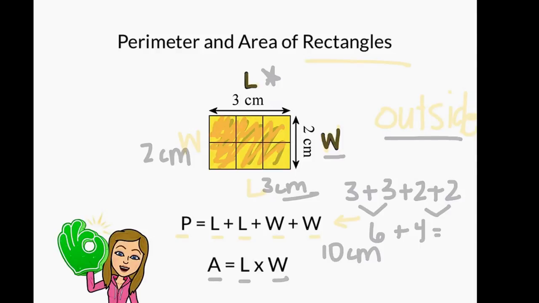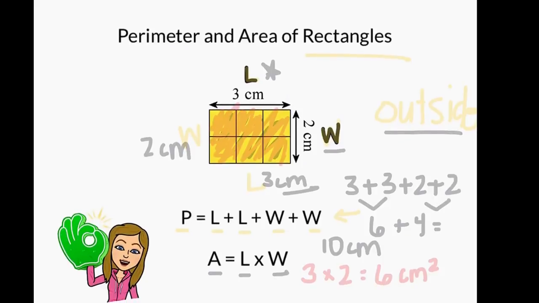So I know it's 3 by 2. So I'm going to take 3, the length, times 2, the width, and I'll end up with my area of 6. And we label area centimeters squared because we found the square units inside of a figure, and we're multiplying 2 dimensions. So 6 centimeters squared is our area.